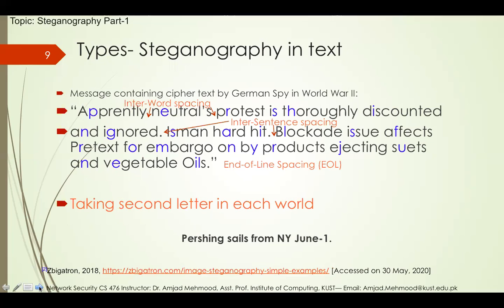Now, this is a cipher text by a German spy in World War II, which was sent. You can see here this is a text, and the key is taking the second letter in each word, and this will be created: Pershing sails from NY June 1. If you have this key, you can extract the meaning from this text. So this is how steganography works in text.